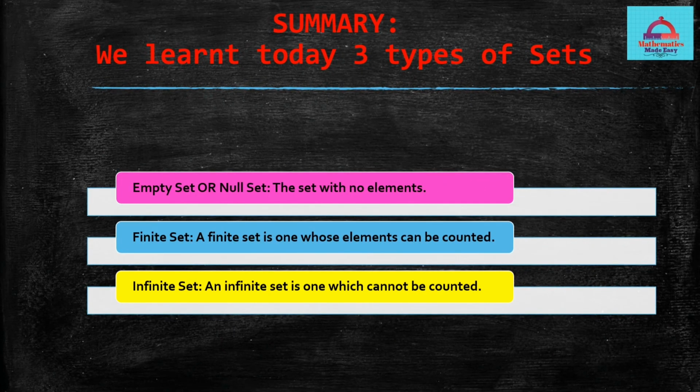At the end of today's session, let us summarize what we learned. In the session today, we learned about three types of sets. We started with the empty set, or the null set, or the void set, which has no elements. Then we went to the finite set, the set which has a countable number of elements, so we can actually count how many elements are there in a finite set. And the opposite of a finite set is your infinite set, in which you cannot count the number of elements.